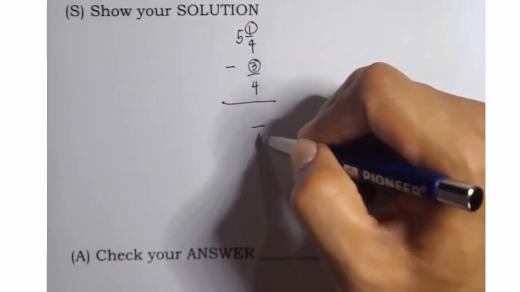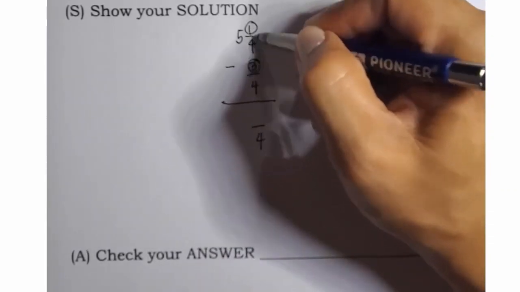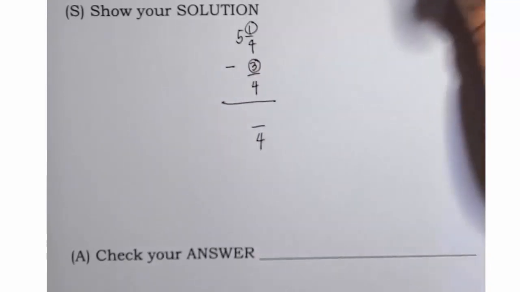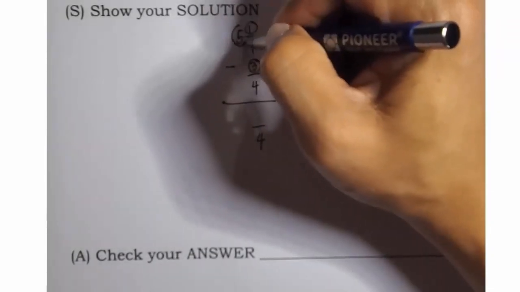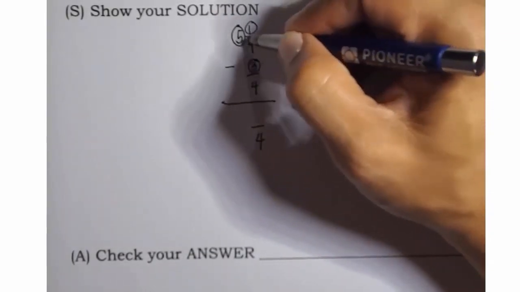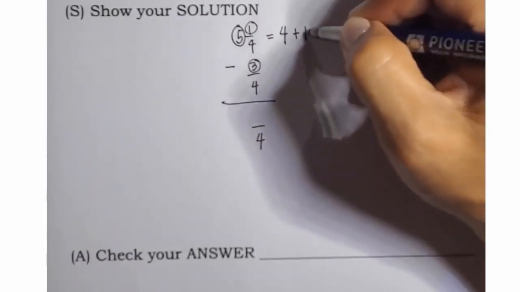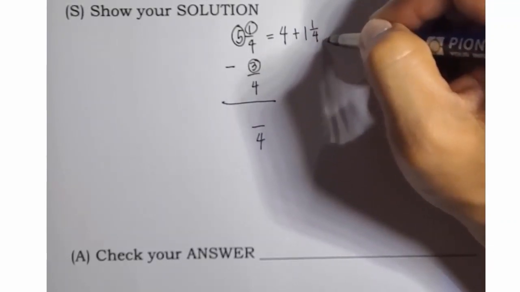In this case, we could not subtract 3 from 1. Yes, we could copy 4 as the denominator. However, we could not subtract 3 from 1. Mas malaki po yung 3 kaysa 1. So, we cannot subtract this 3 from 1. So, all we have to do is to borrow from 5. So, yung 5 po natin dyan ay magiging 4 plus 1. We will borrow this one na idadagdag natin sa 1/4.